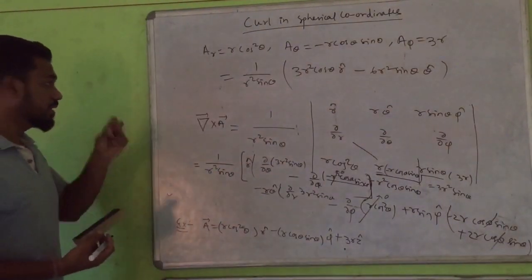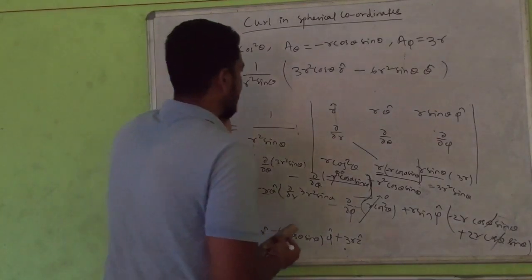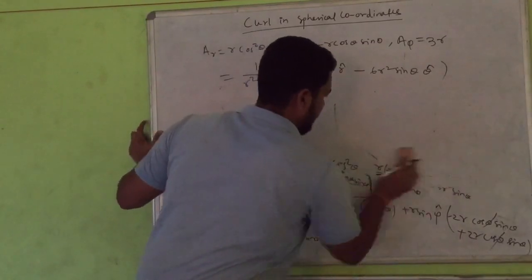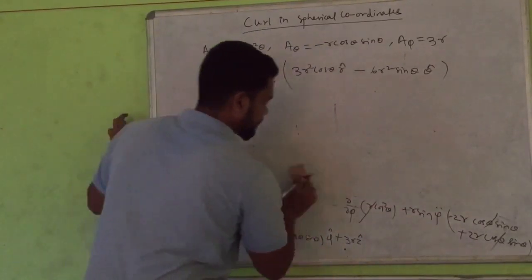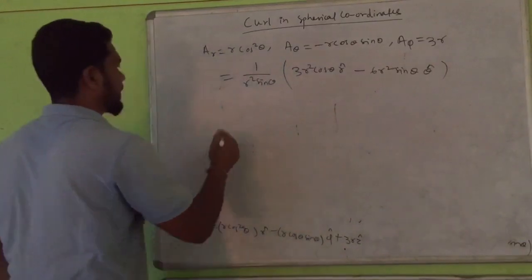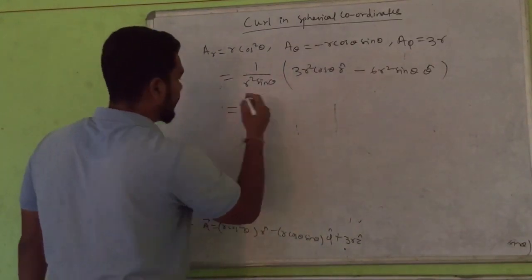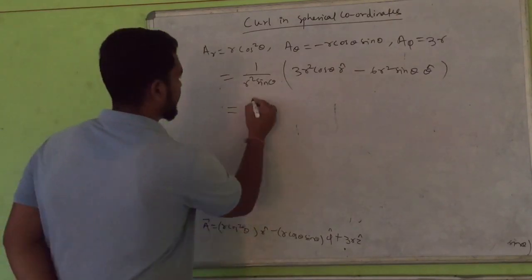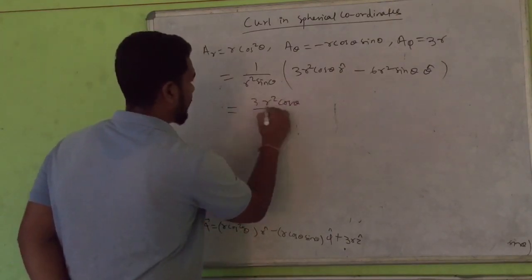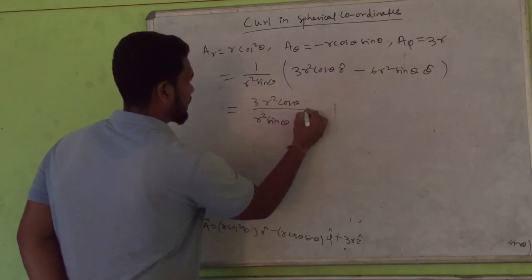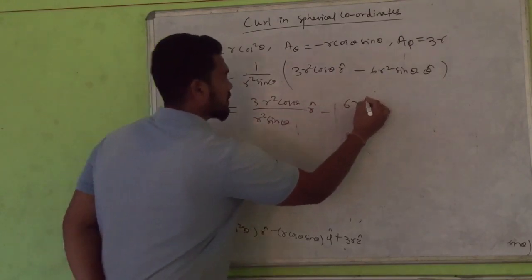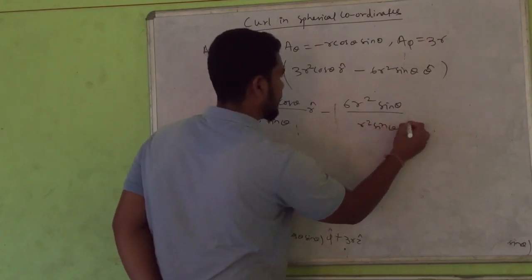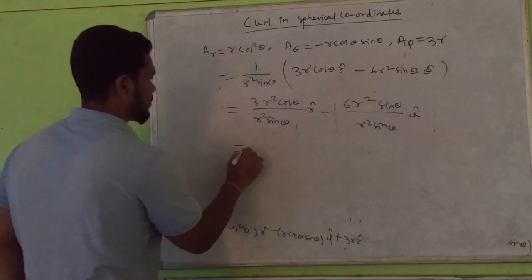So this is quite a long process, so you have to keep patience. Then just solve it to find the curl of that given vector in spherical coordinates. So just divide r square sin theta term in these two, so you'll get 3r square cos theta upon r square sin theta r cap minus 6r square sin theta upon r square sin theta theta cap. So this will be the result.